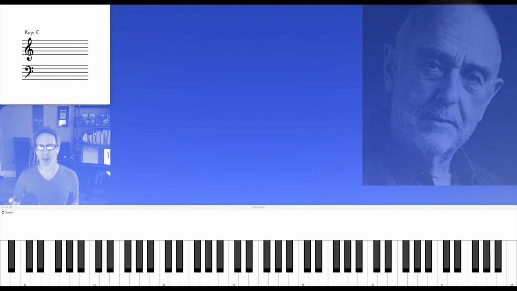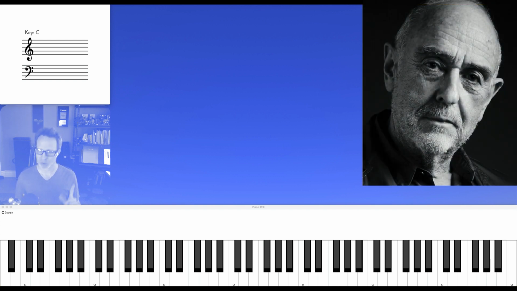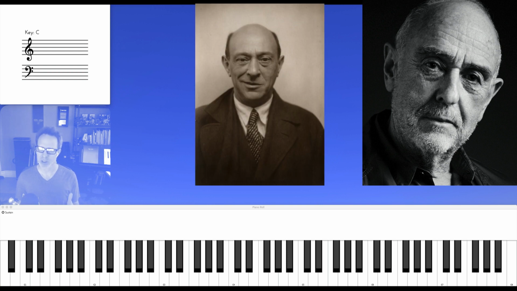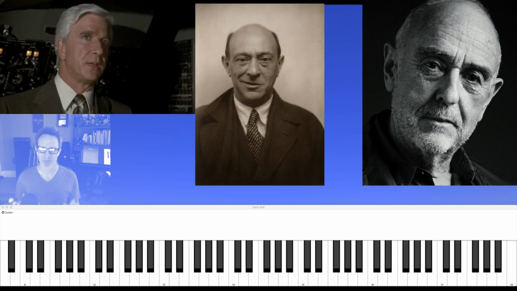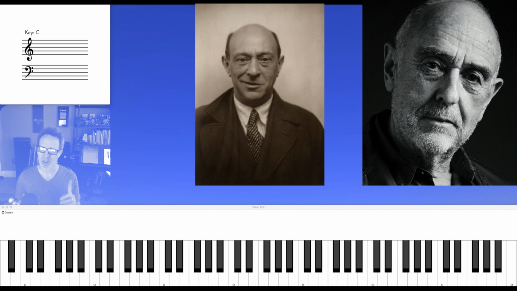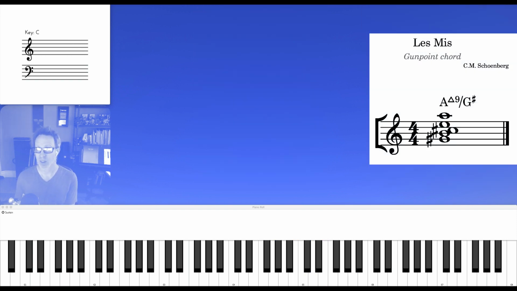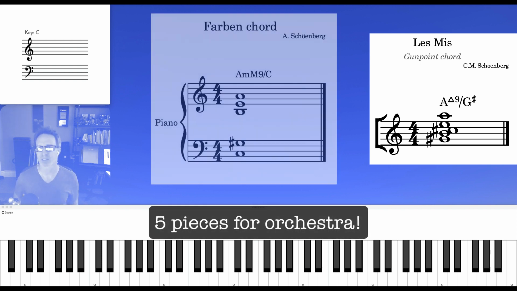The score was written by Claude Michel Schoenberg, and I know what you're thinking. Schoenberg? Surely he must be related to the famous Arnold Schoenberg. Well, he's not. And don't call me Shirley. But I can't help but notice the similarity between this chord here and the Farben chord from Arnold Schoenberg's Three Pieces for Orchestra. Here's that.